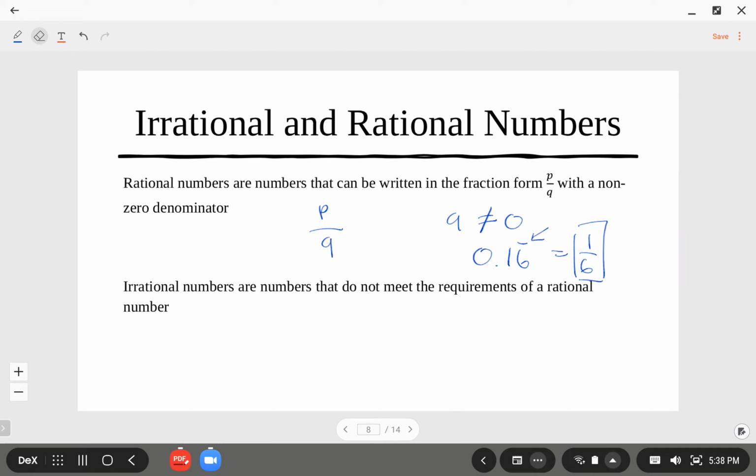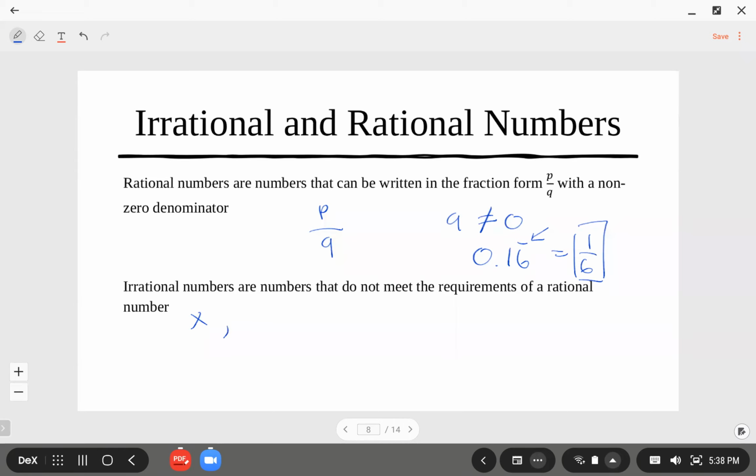And irrational numbers are just numbers that do not meet the requirements of a rational number, okay? So some examples are x. X is just a variable, right? You don't even know what it is. It does not have a value. You can denote x as anything, right? X could be 4, x could be 2. So that does not meet the requirements of a rational number, okay? It has to be an integer, has to be a number, can't be a variable.